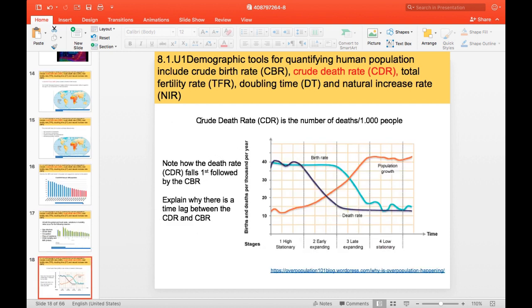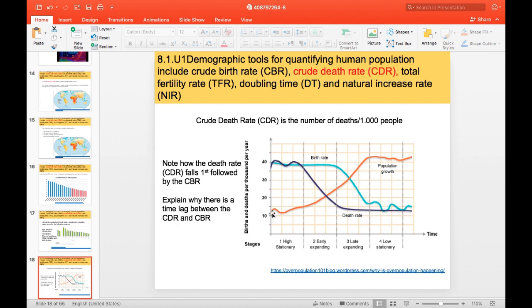So we have here, crude death rate is the number of deaths per 1,000 people. So it's the same as CBR. This is the number of births per 1,000 people. This is the number of deaths per 1,000 people. Note how the death rate, CDR, falls first, followed by the CBR. So we're going to analyze this picture in the following. Explain why there is a time lag between the CDR and CBR.